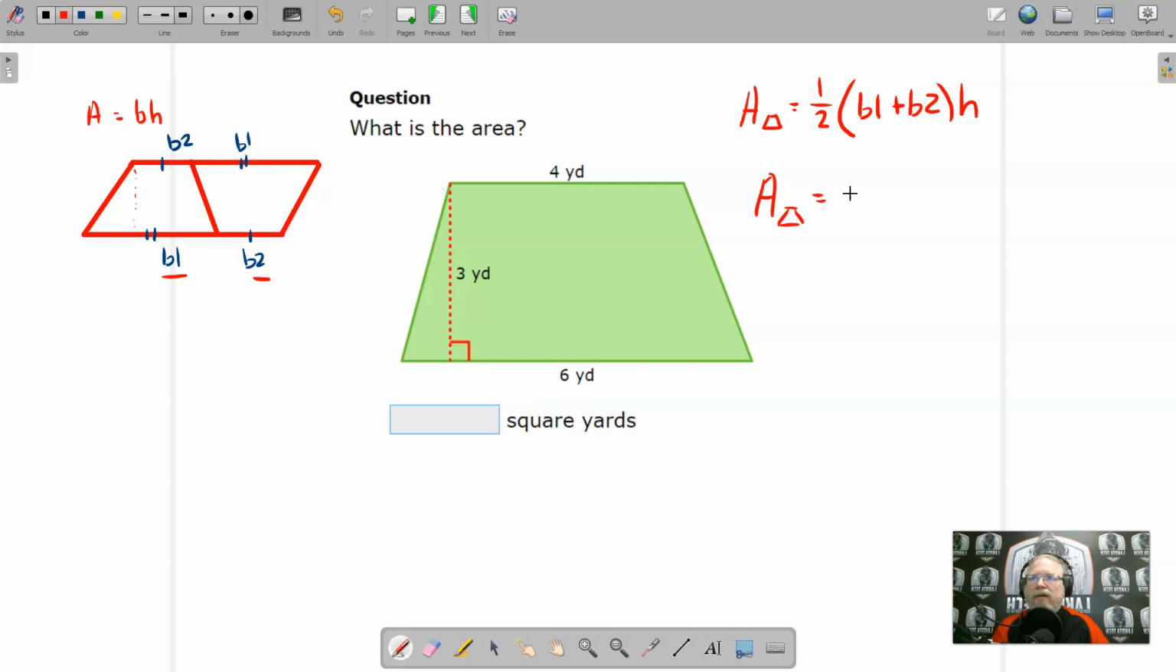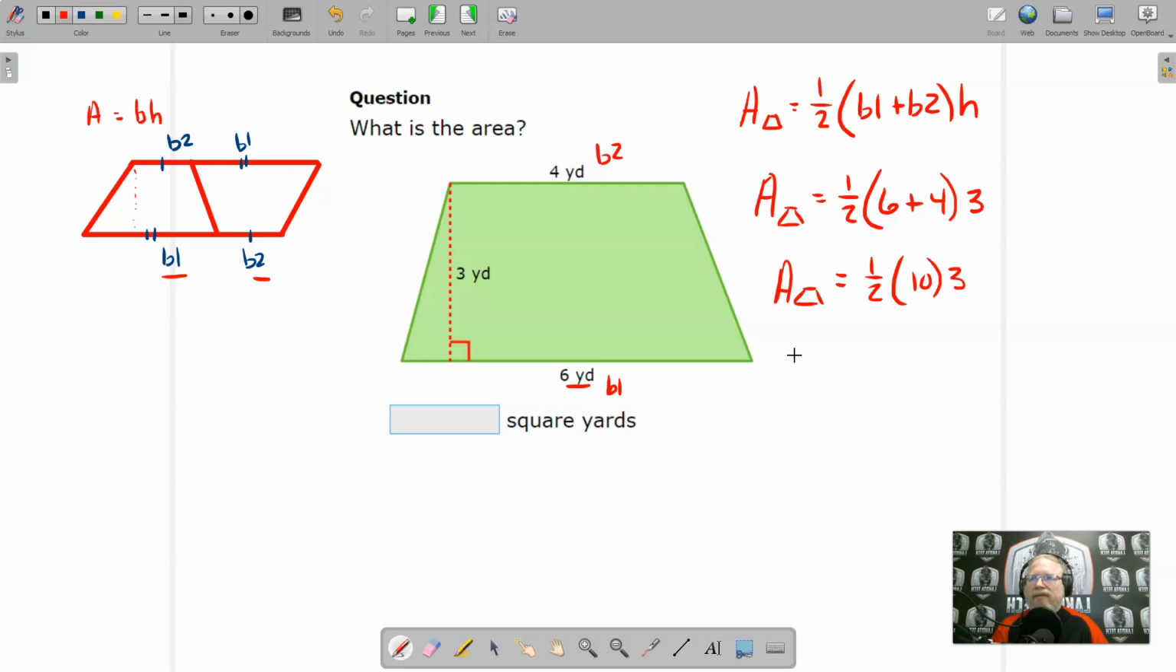And this is equal to 1/2 times base 1, which is 6, plus the value of base 2, which is 4. And we're going to multiply it times the height, which is 3. Now let's go ahead and do the area of the trapezoid is equal to, and I'm going to leave the 1/2 there for now. Let's do the 6 plus 4 to get 10. I think that'd be the easiest way to go, and bring that 3 down.